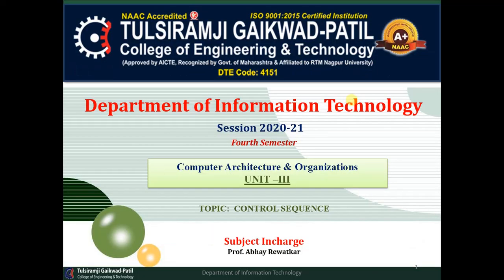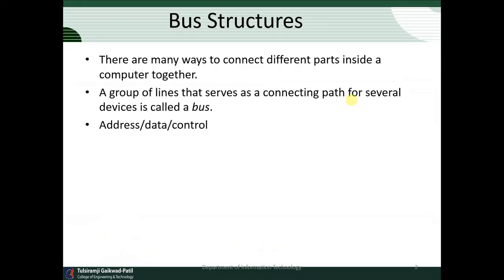Today we are going to discuss the control sequence of the computer architecture and organization subject from unit number 3. Any instruction we have must have a control sequence. That control sequence indicates how that instruction is going to be executed. We can find that control sequence with the help of single bus structures.